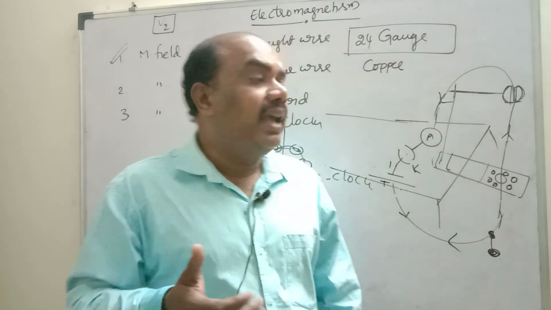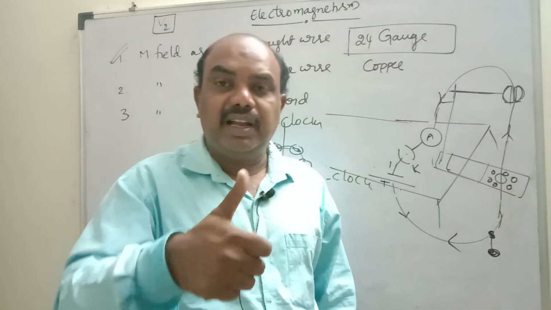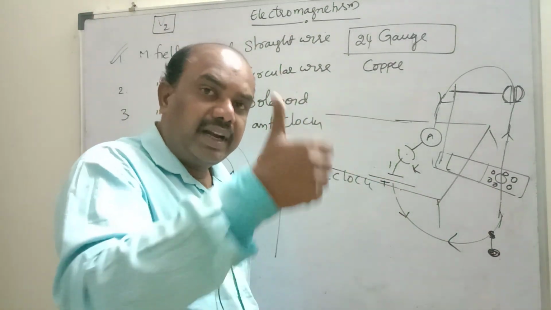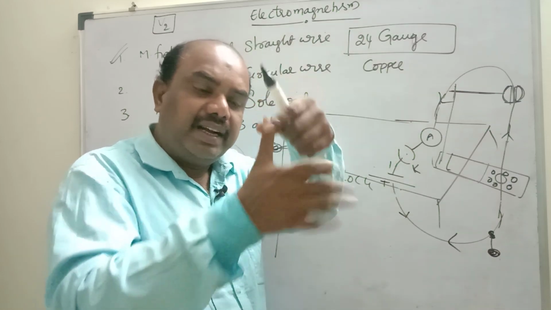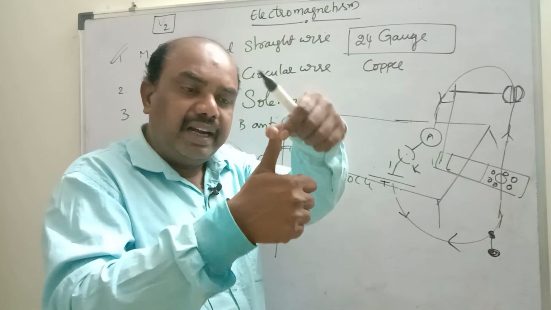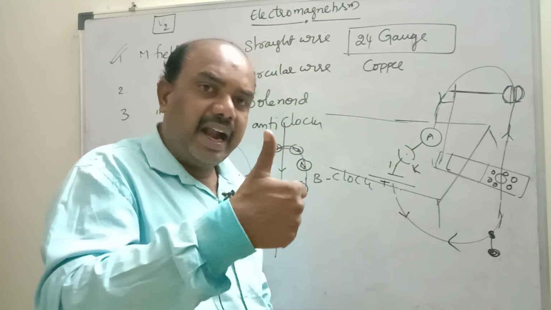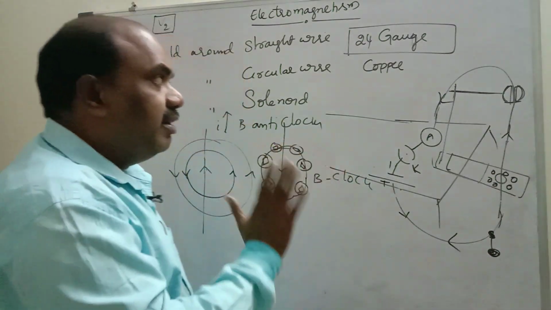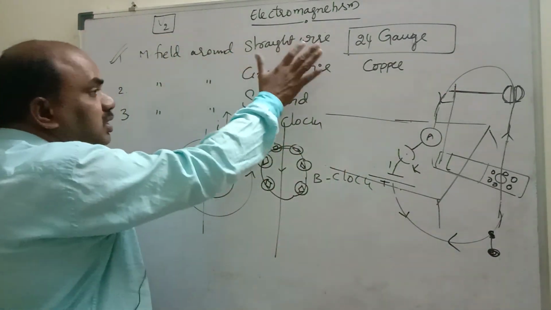Simply, how can we say the direction of the magnetic field around a straight wire? We can say with the help of the right hand thumb rule. If your right hand thumb indicates the direction of current, the remaining four curled fingers indicate the direction of the magnetic field. Current up, magnetic field anti-clockwise. Current down, magnetic field clockwise. Remember this activity, very, very important: magnetic field around a straight wire.